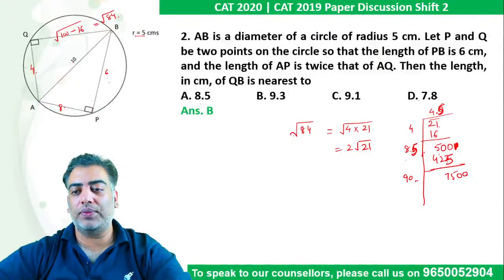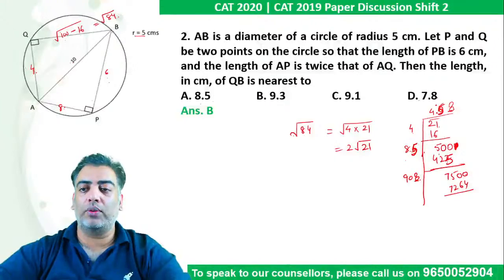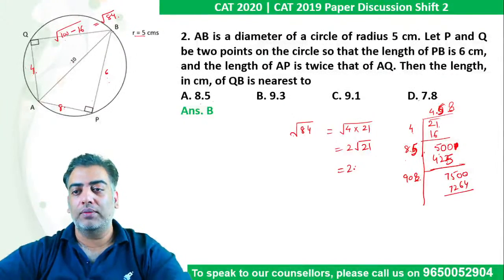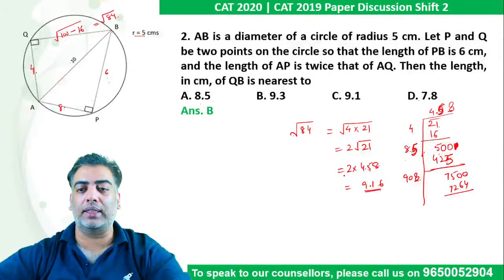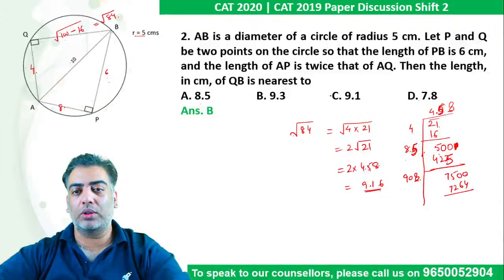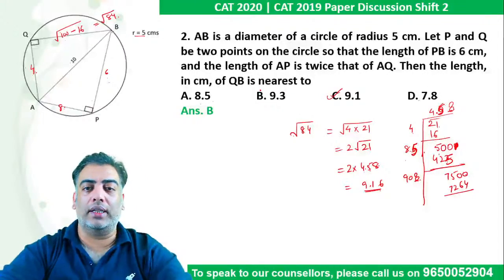Now the digit we have to use here will go there. So if I use 8, so 8 times 8 is 64 and 8 times 9 is 72. So this will solve our purpose to find answer, which is 2 into 4.58. So if we solve it, 2 8s are 16, then 90 plus 1 is 91. It comes out to be 9.16. So my answer is closer to 9.1 and not 9.3.